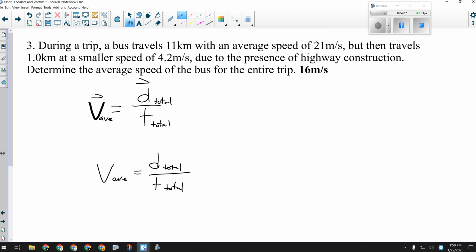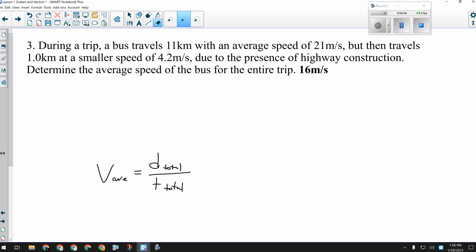Okay. So, in a situation like this question, this is exactly what we just talked about. We've got a bus that travels 11 kilometers at 21 meters per second and then slows for 1 kilometer traveling at only 4.2 meters per second. I want you to calculate for me the average speed of the bus over the entire trip. Okay, so I'll give you a little tip here on kind of how to get this started. The first tip is, you're not going to need this formula because we're calculating speed and not velocity.